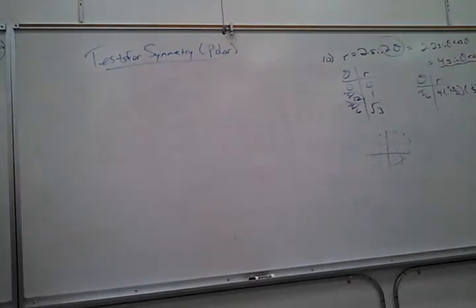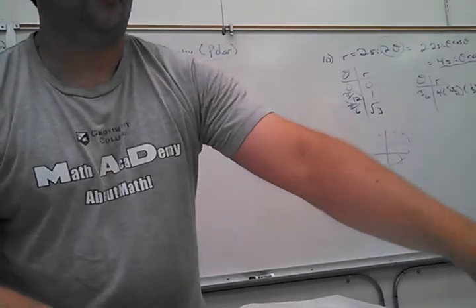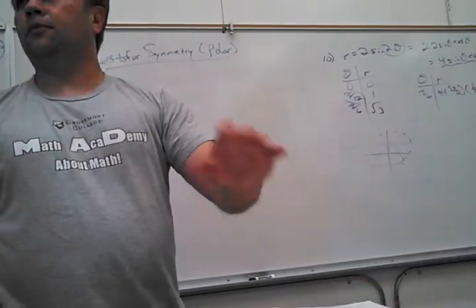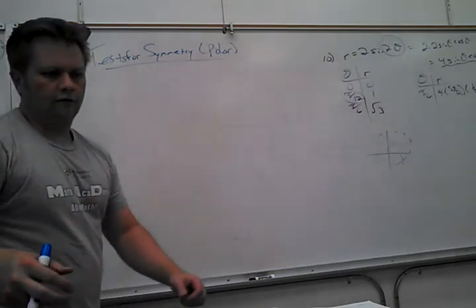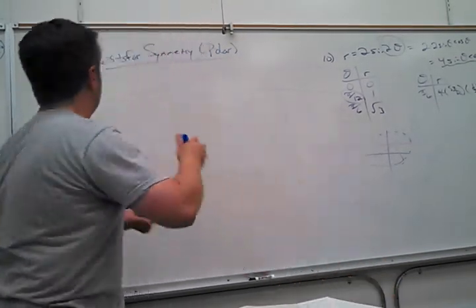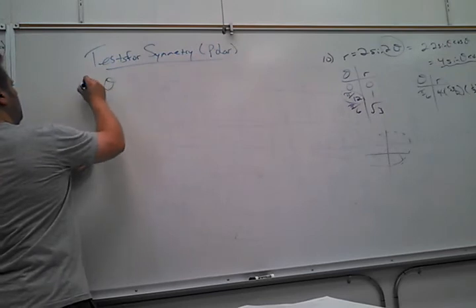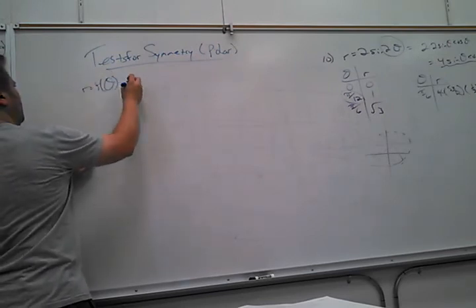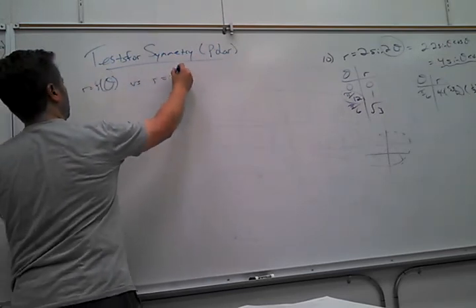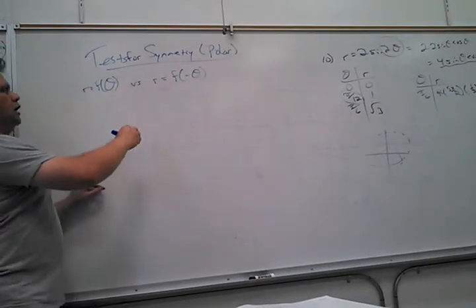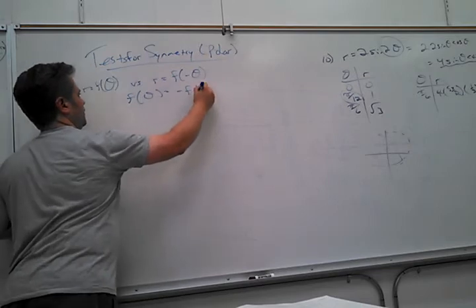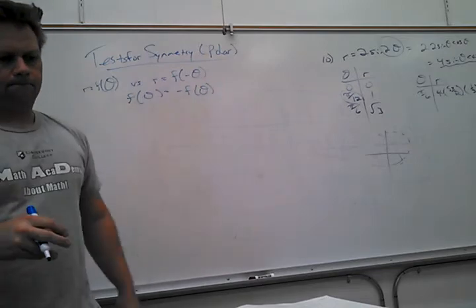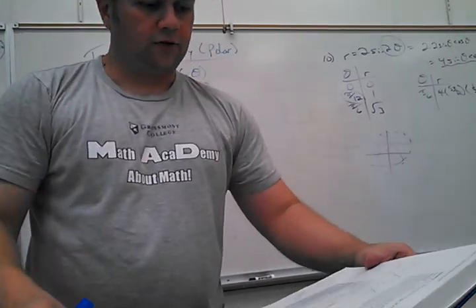So, test for symmetry in polar coordinates. We know how to test for symmetry in rectangular coordinates: you put in f of x and f of negative x and compare, to see if it's even or odd. We at least have those two. Here we have more. If we replace theta by negative theta, and it's unchanged, if f of theta is the same as f of negative theta, then it's going to be symmetric about the polar axis.